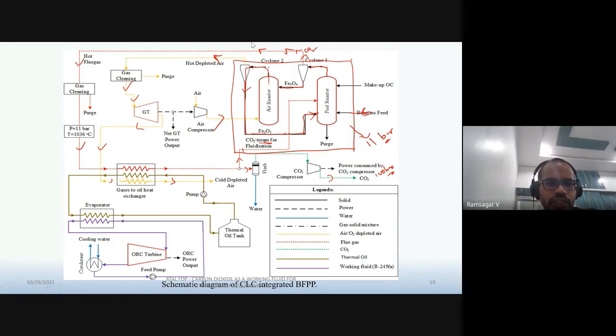So now the thermal energy from the concentrated CO2 stream and hot depleted air is transferred to this thermal oil, right? So the thermal oil again transfers energy to this organic fluid, and that organic cycle also gives some power, right? So now we have power generation from these two cycles. One is ORC and one is CLC itself, but here we are using a gas turbine to generate the power. Okay, so you can also see the different lines, using different color lines and dash lines, so that you can easily analyze what each line represents.